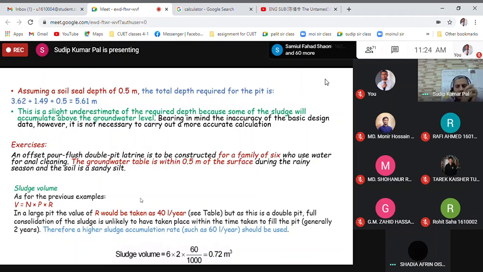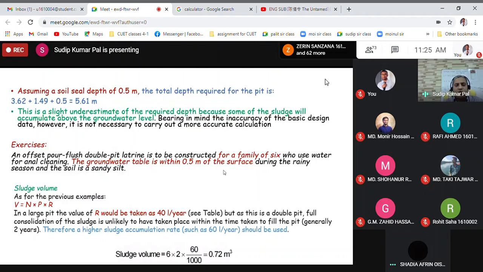And 2 years is the design life. Because it's a double pit latrine, it's not saying how many years it will be used for. Normally the design life for a pit latrine is 1 to 5 years. Now you can say that the previous example shows 20 years. This depends on the condition, but normally it is an informal way of doing excreta management. So the design life is 1 to 5 years. I assume 2 years. Maybe you assume 5 years. So the result might be different as well.